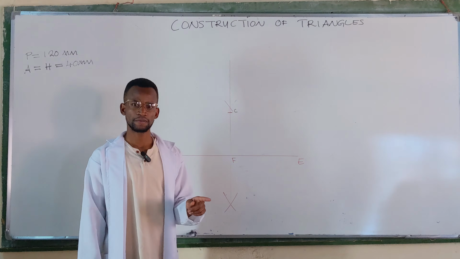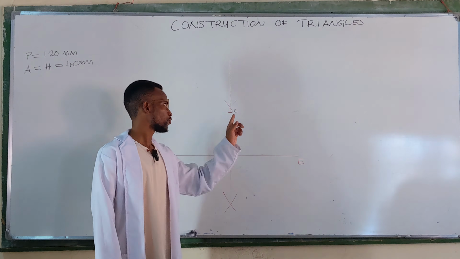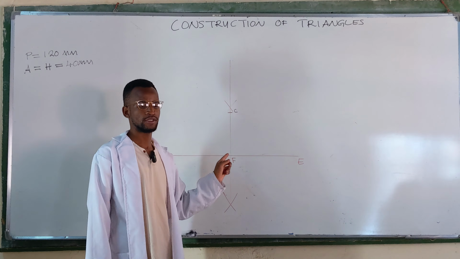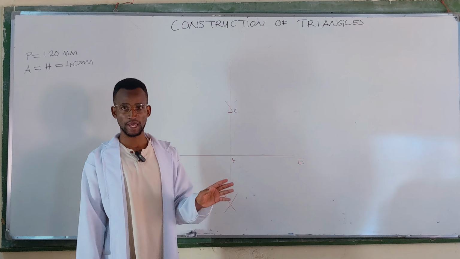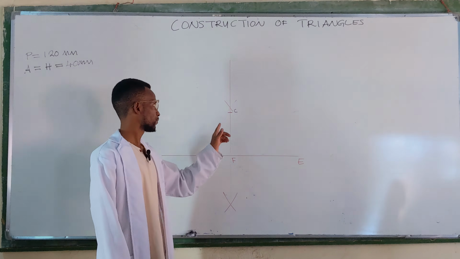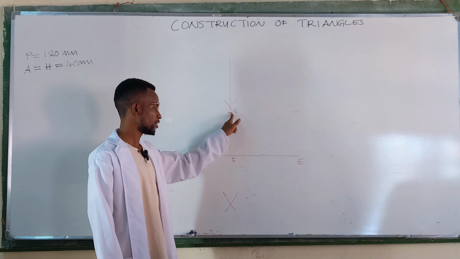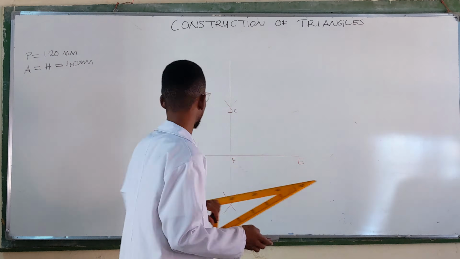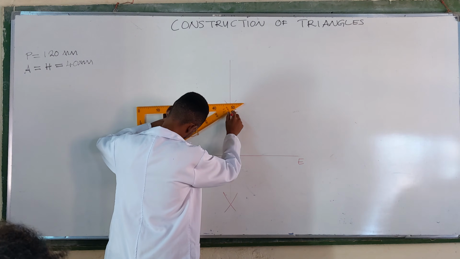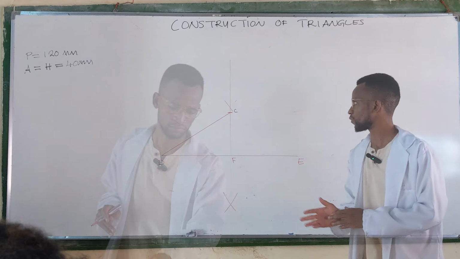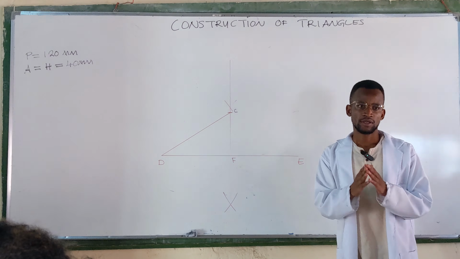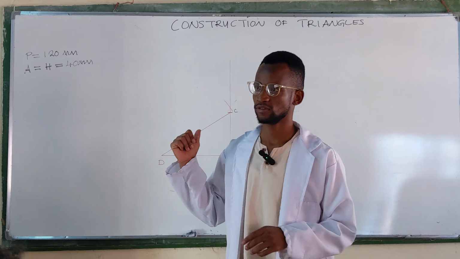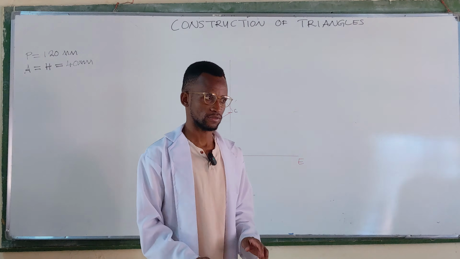The next step is you draw a line from point C to any of the two endpoints of this line DE. So you can draw a faint line from point C to point D. After drawing this line, you bisect it. So you have line CD. Let's bisect line CD.